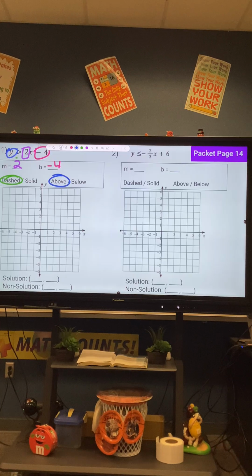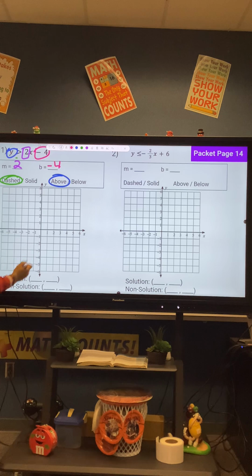But there's nothing negative. My B value being negative just means I'm going to start at that negative 4. That's my y-intercept. But when I shade, I want to look at the y and where the inequality symbol is pointing at. So if it's greater than, meaning the mouth is pointing towards my y, that means I'm going to shade above. If the mouth is pointing away from my y, then it means I'm shading below.